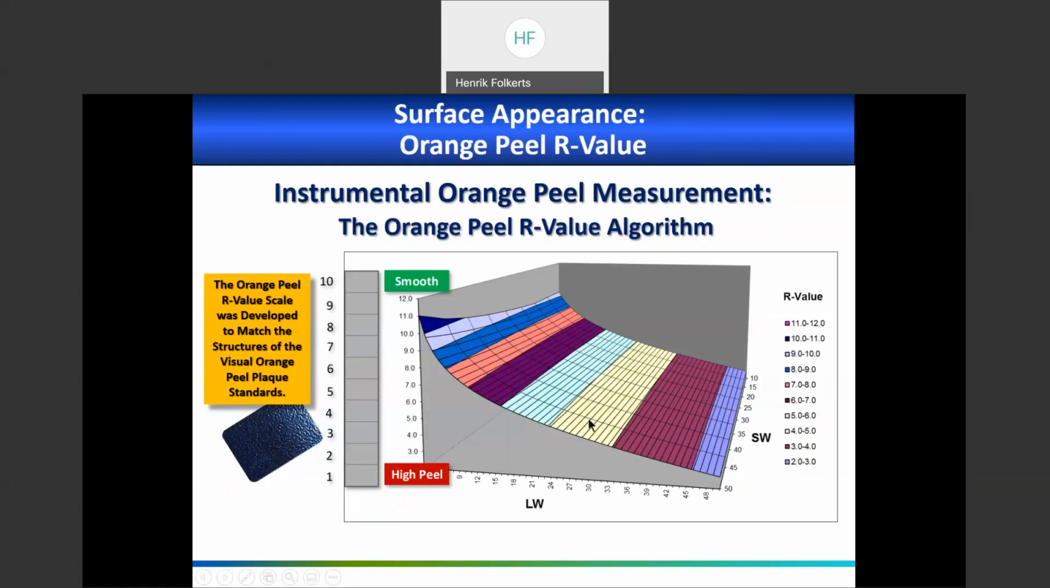When you get to certain levels, of course, you have more of an effect with the short wave, but it takes a lot to get the R value to move when you increase your short wave.